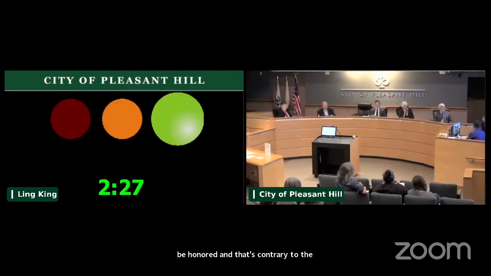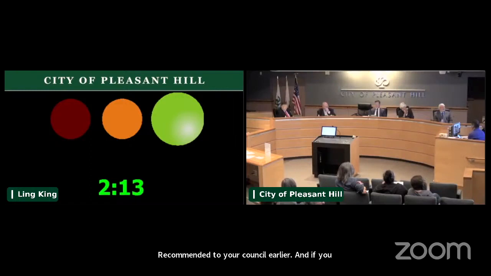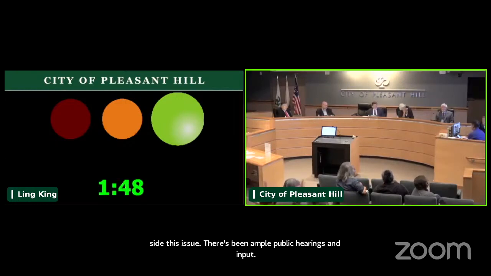I also believe the proposed ordinance should be amended to include a requirement for an independent commission, something that many of us had recommended to your council earlier. And if you add the independent commission for future revisions of district lines, that will make a more fair system for our city. I also don't believe we need a ballot measure to decide this issue. There's been ample public hearings and input on this over the last few months. So thank you very much. Thank you, Ms. Gallagher. Next Zoom speaker.